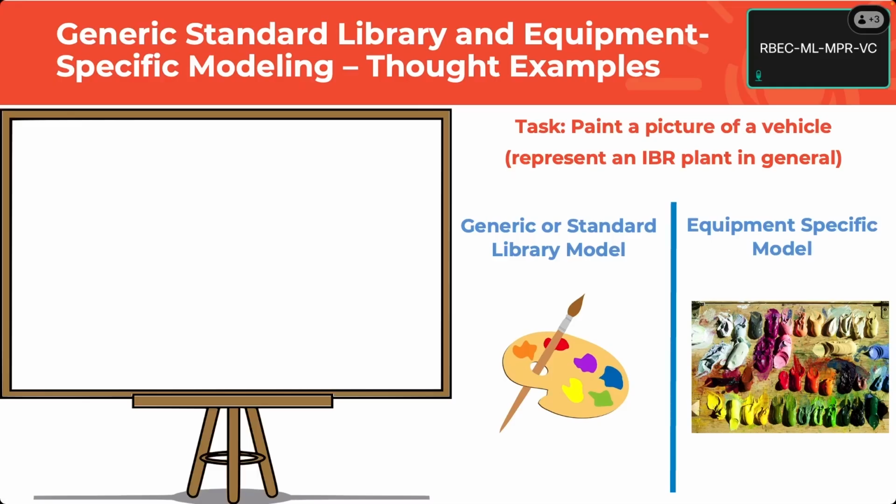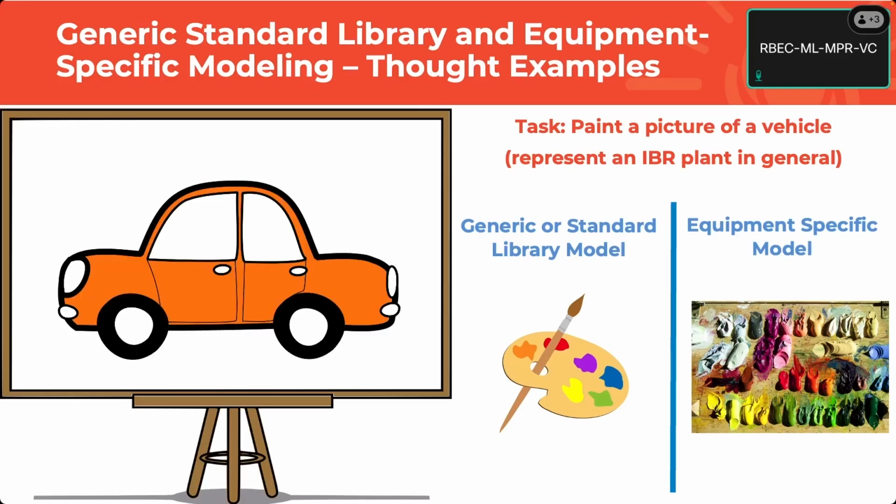And on the other side is equipment-specific models, right? So you have every paint color. You have all the colors, you have a mixing board, you can mix them together, you can make whatever you want out of it. So if you're just trying to paint a picture of a vehicle, you can probably paint that with both those palettes, right? Very simple car. You can paint them with generic or equipment specific.